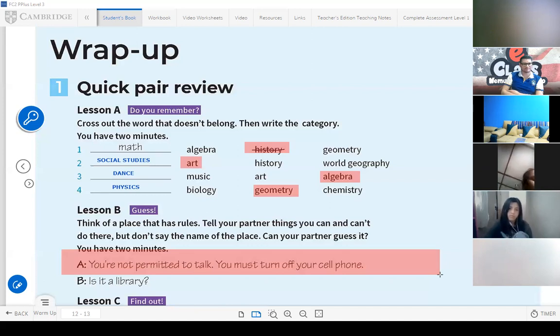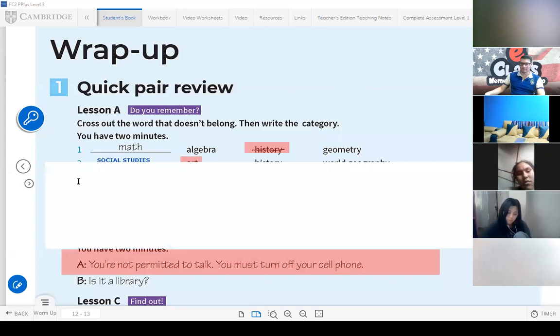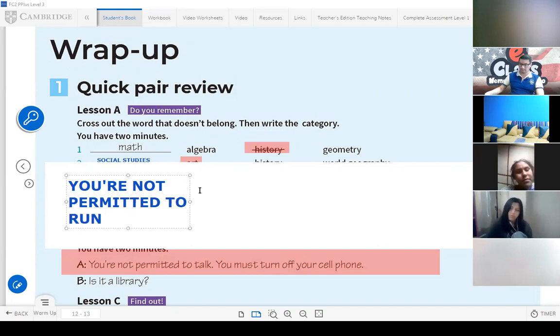What's the place? Do you know? Look, I'm gonna write here, and you're gonna tell me if you can guess what this place is. Yeah, it says you are not permitted to run. I'm gonna change the size of the letters. Yeah, you are not permitted to run.